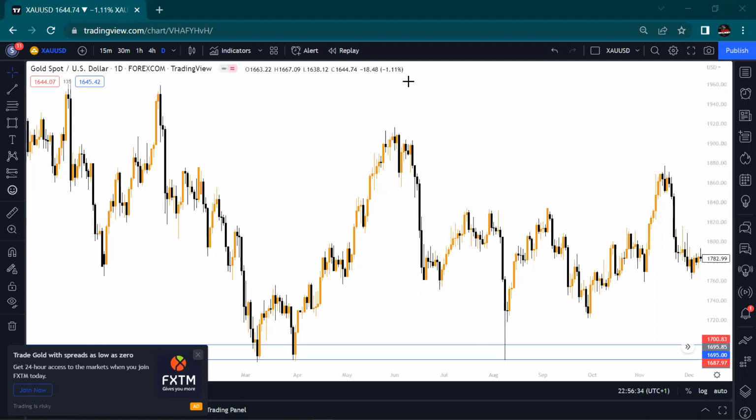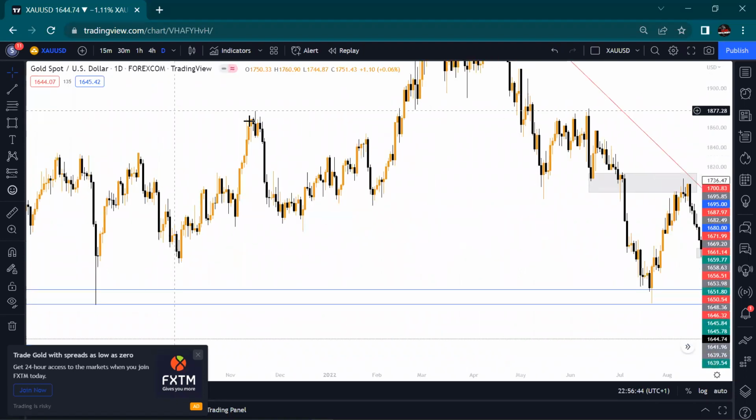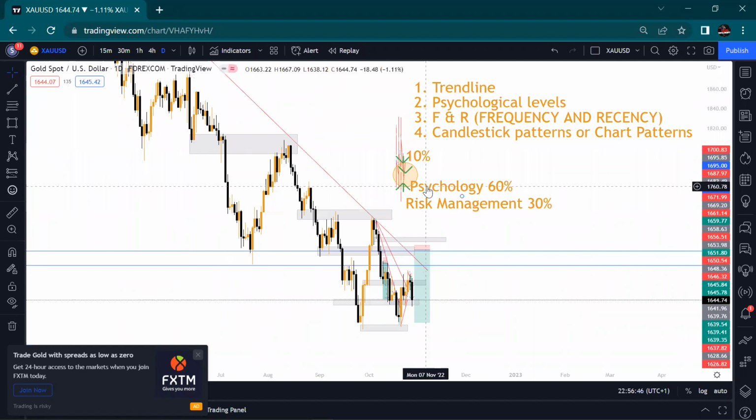Can you analyze the recent price action? I don't get this question. Can you analyze the recent price action? I don't really get that question. Okay. I don't know if you have any other questions.